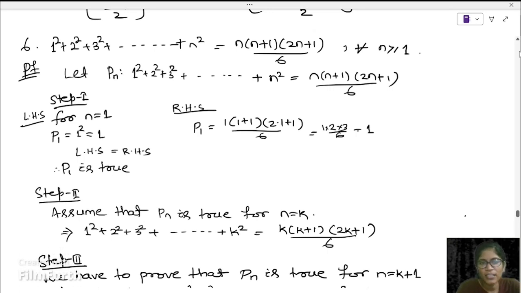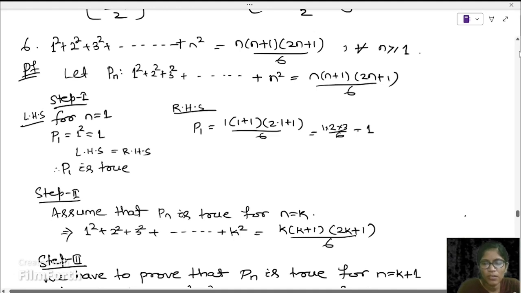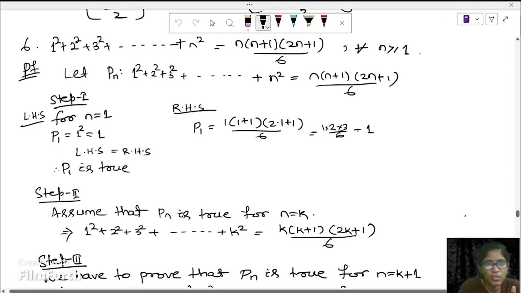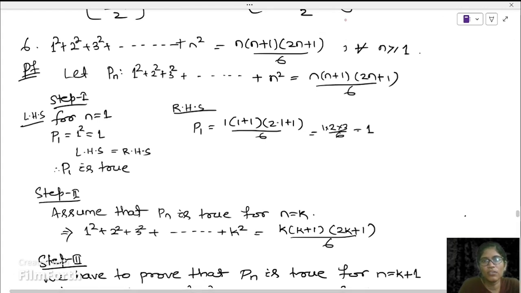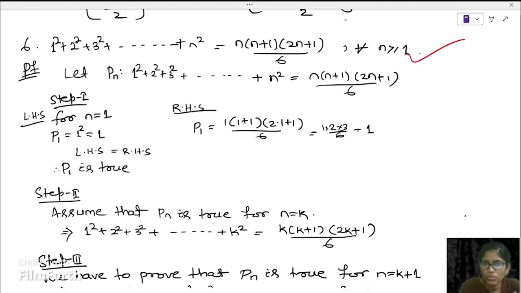Welcome to SAGU'S Math. Today's topic is the second part of the induction method. We already solved 5 problems in the previous video and now move to the second video, problems 6 to 10. The first question is 1 square plus 2 square plus 3 square plus up to n square is equal to this. Similarly, same process: step 1, prove P1 is true; step 2, assume Pk is true; and step 3, prove that Pk plus 1 is true.